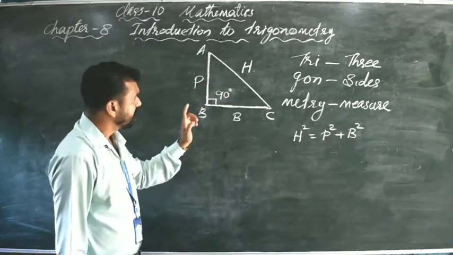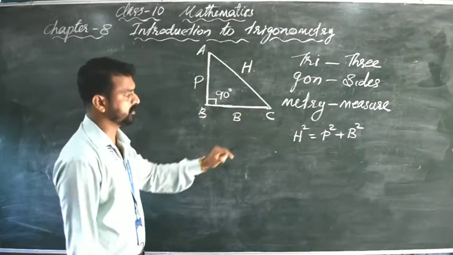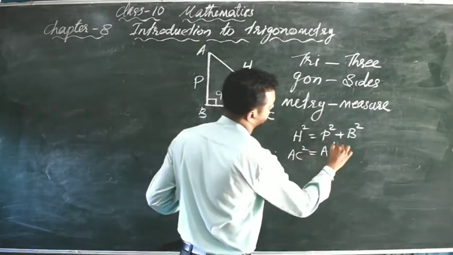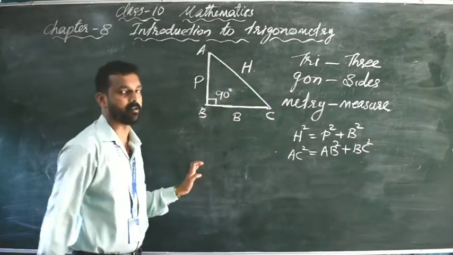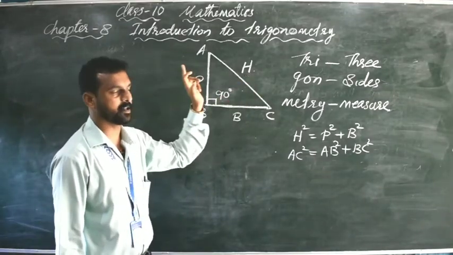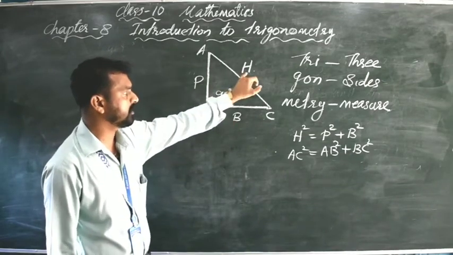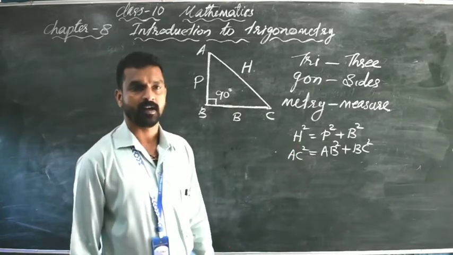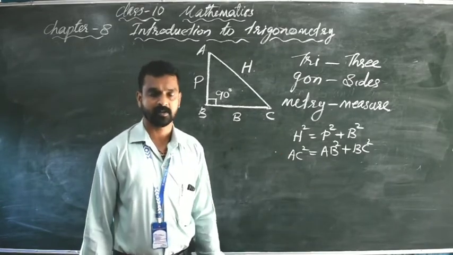Here hypotenuse is AC, perpendicular AB and base BC. So we can write AC square is equal to AB square plus BC square. That is in a right angle triangle only. Any right triangle you take and find out the square of the hypotenuse. After that, find out the square of perpendicular and base and add these two, then you will get it equal to hypotenuse square. That is called Pythagoras theorem. Greek mathematician Pythagoras derived this formula. That is why it is called Pythagoras theorem.